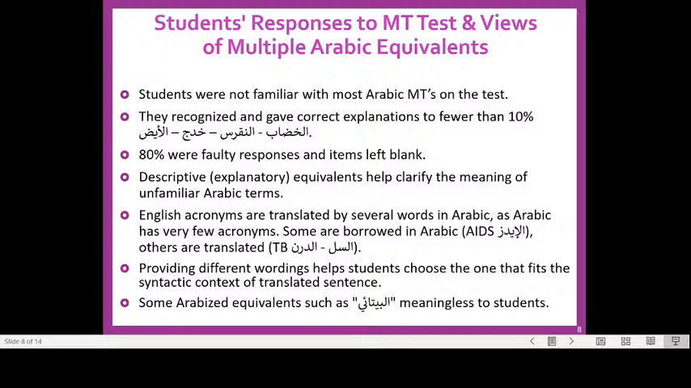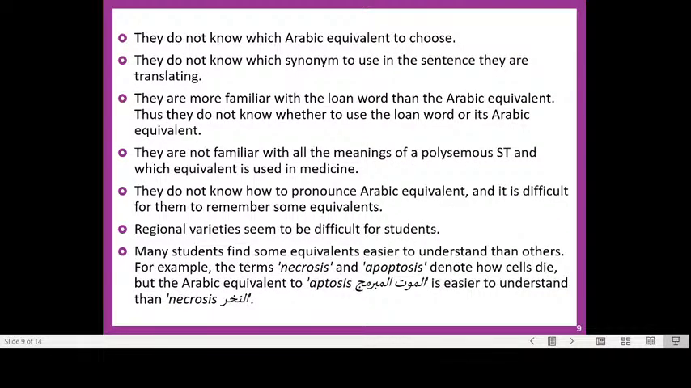Some Arabized equivalents, such as al-bitai, are meaningless to students. I don't even know what they mean by al-bitai. I never heard of it. The students did not know which Arabic equivalent to choose. They did not know which synonym to use in the sense they are translating. They are more familiar with the loan word than the Arabic equivalent. Thus, they didn't know whether to use the loan word or its Arabic equivalent.